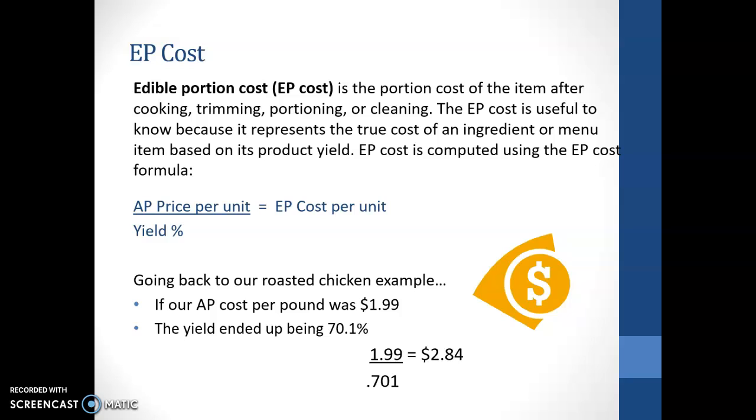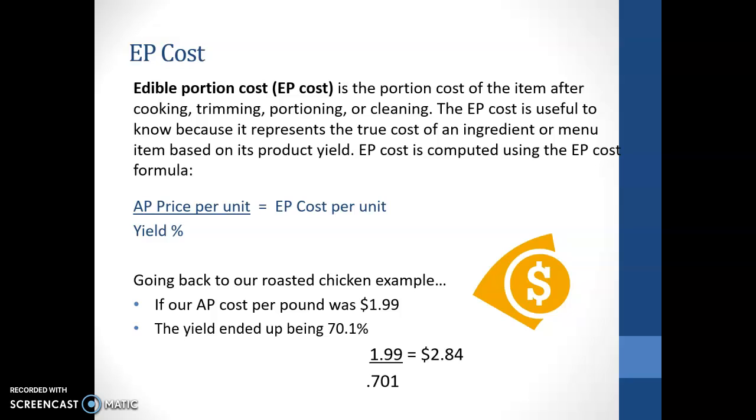So once again, looking at the formula and looking back at what we actually know and understand about the cost and how to determine an actual cost of a product, knowing that we're going to lose something, that's called the edible portion cost. And we're looking at something like this and understanding what yield is, and then looking at what the actual costs are for these products given a certain yield.